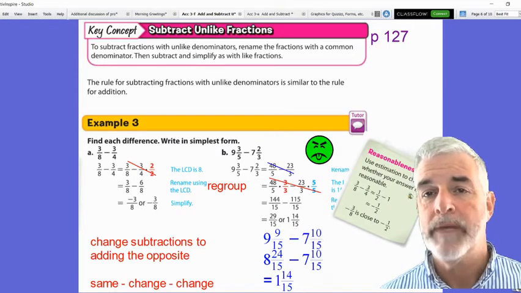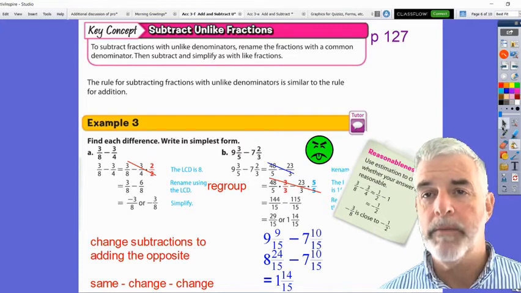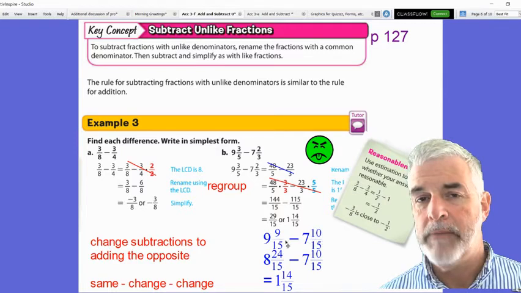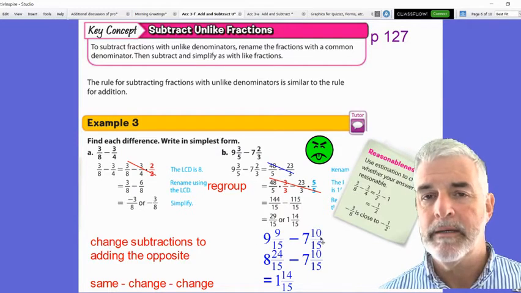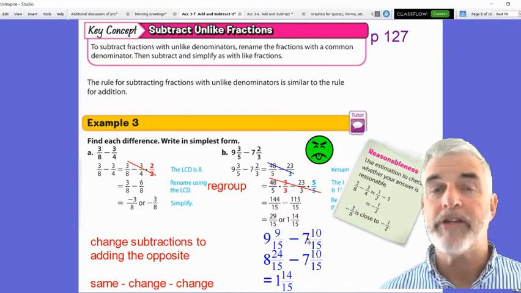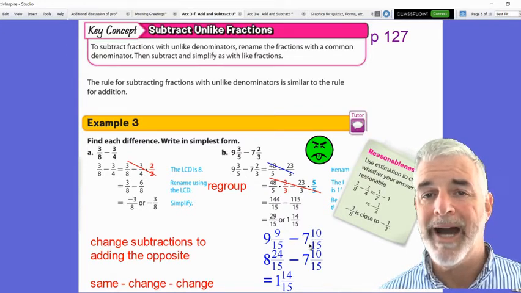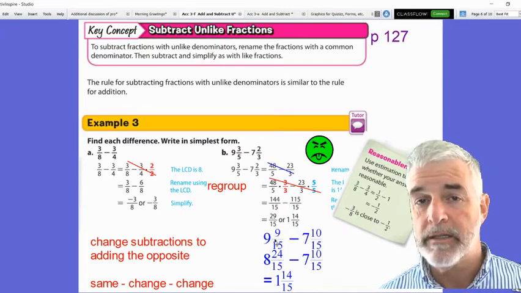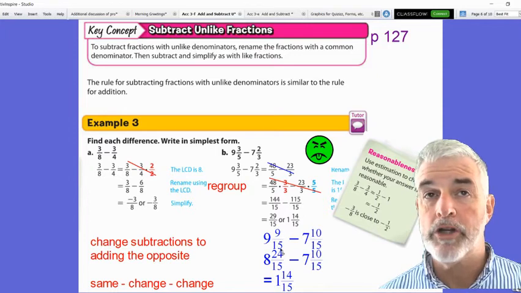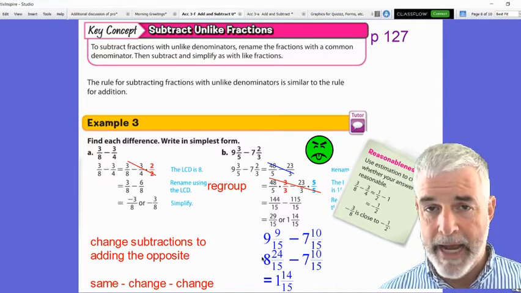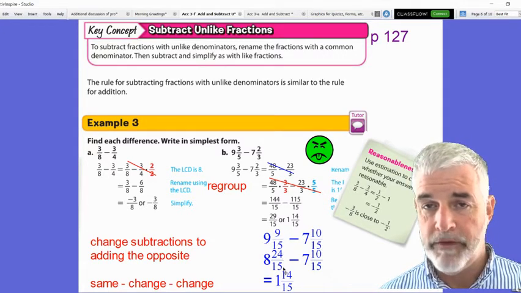I can't do that. Don't be tempted. Some people will be tempted to make this -1/15, but you can't do that because the whole numbers and the fraction parts are then going in opposite directions. You can get very confused. So I would not recommend doing that ever. Regroup this so that the fraction part on the larger number is bigger than the fraction part on the smaller number. Change 9 and 9/15 to 8 and 24/15.